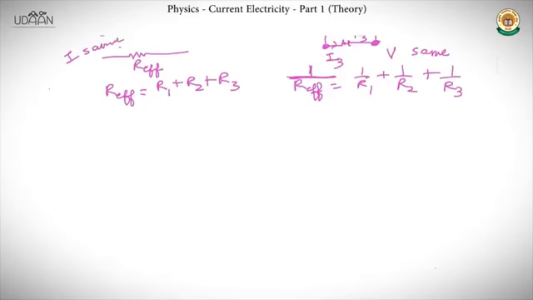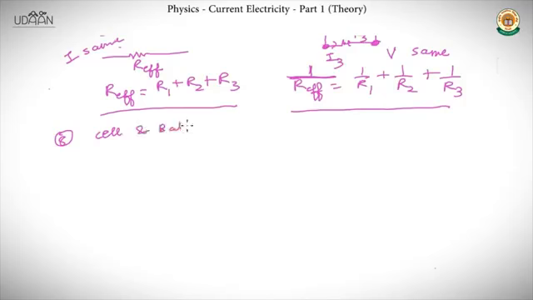So these two formulae must be remembered. They're going to be parts of almost each and every question in current electricity. So moving on, we now come to cells and batteries. For any circuit, they are also extremely important. Cells are represented by this symbol, plus, minus. This is important to remember.